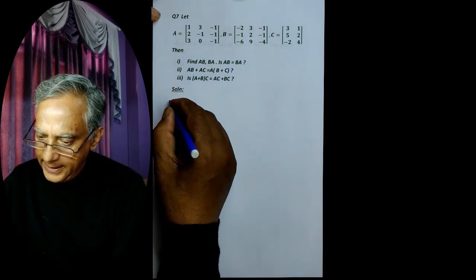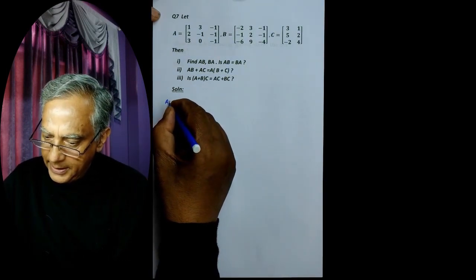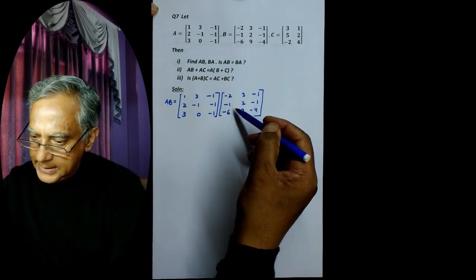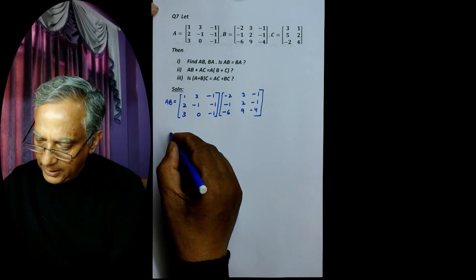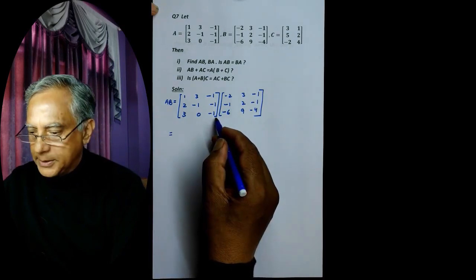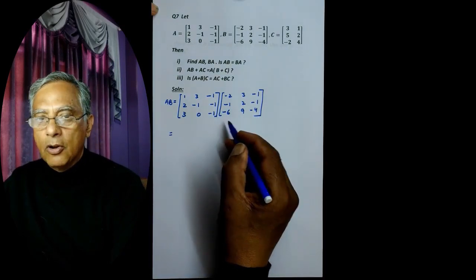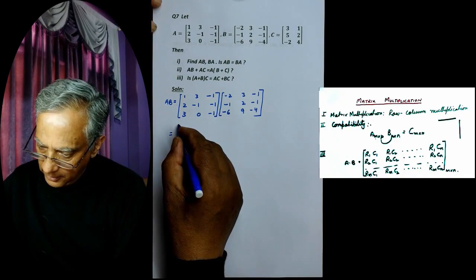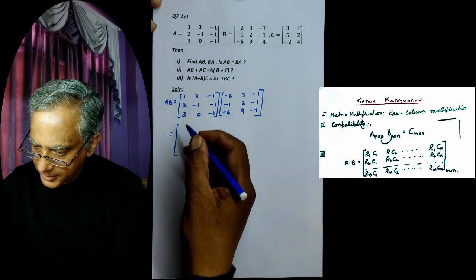Now first we find AB. Now A is this much and B is this much. We have to multiply these two matrices. This is 3 cross 3, this is 3 cross 3. So compatibility condition is satisfied. And we carry out the multiplication.